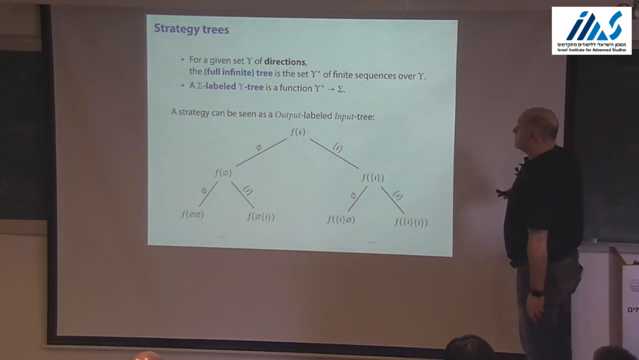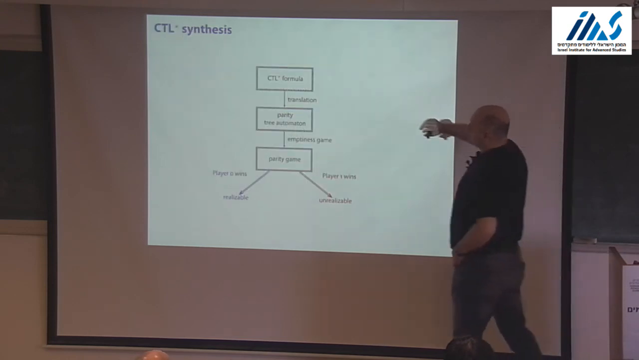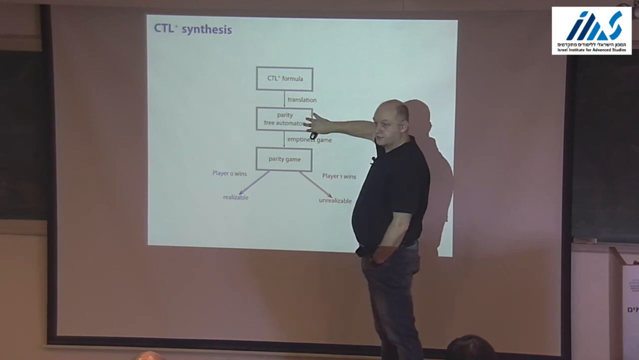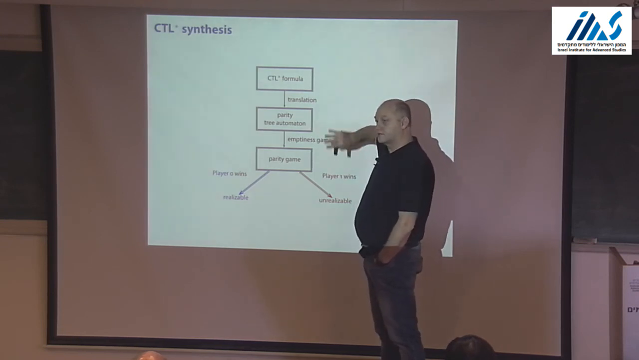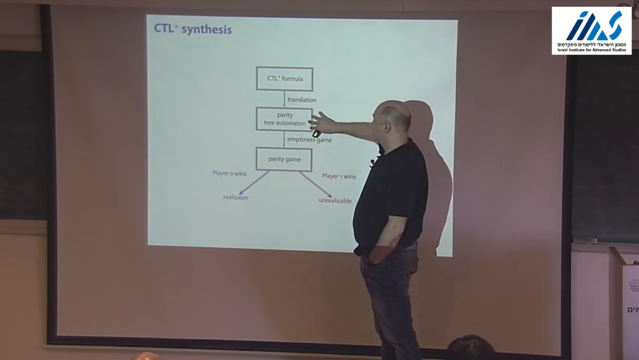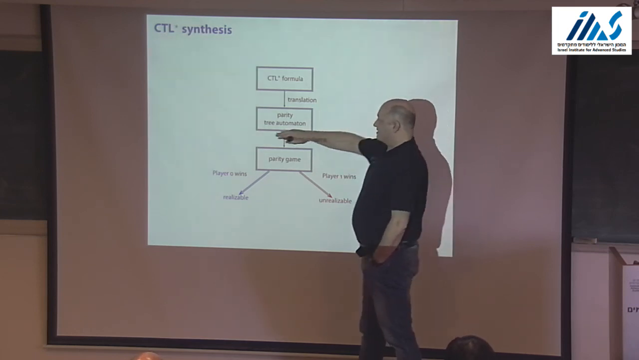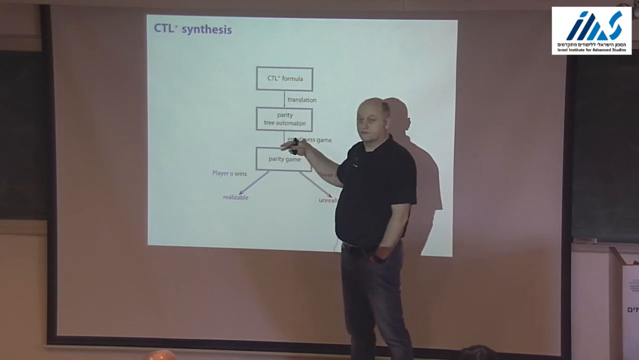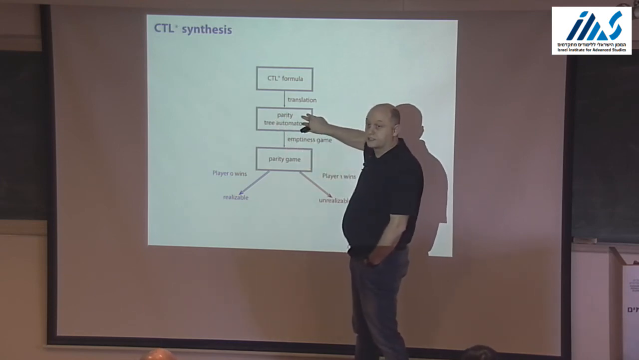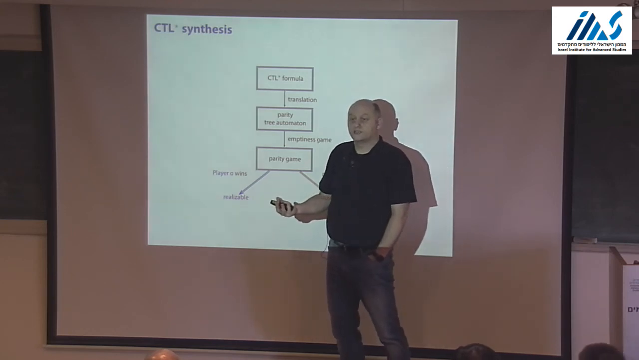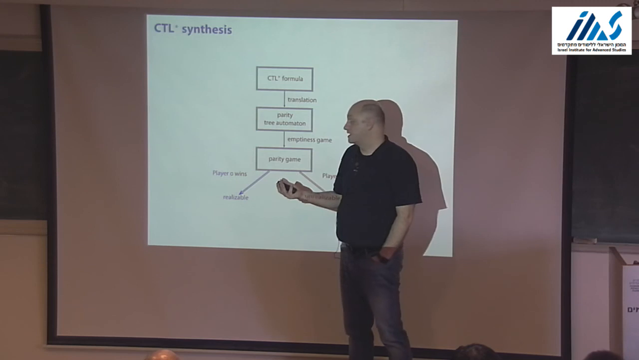Okay, now we'll go from the CTL star formula to a tree automaton, accepting all the strategy trees that would satisfy the CTL star specification. And now at that point, we have a representation of all possible solutions. And we need to find out if the language of this tree automaton is empty or not. That is, if there exists one such strategy tree that would satisfy the CTL star specification.